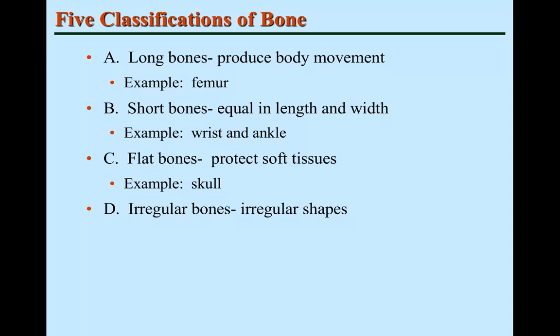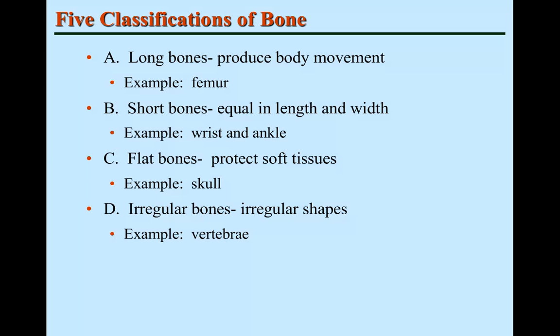Then you have what's called irregular bones. Okay, irregular bones are bones that have no normal shape to them whatsoever. So basically, what we're talking about here is your vertebrae. It's all the bones that make up your thoracic vertebrae, your cervical vertebrae, your lumbar vertebrae, your sacrum, okay, your coccyx. Those are all examples of irregular bones. So these are the four that appear in your notes.